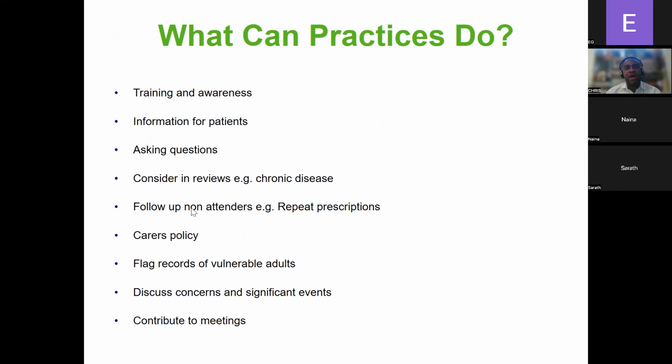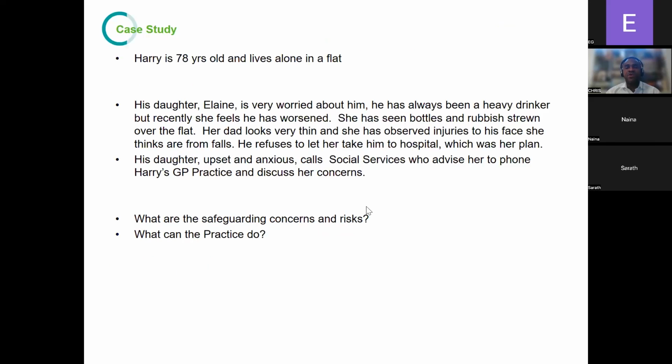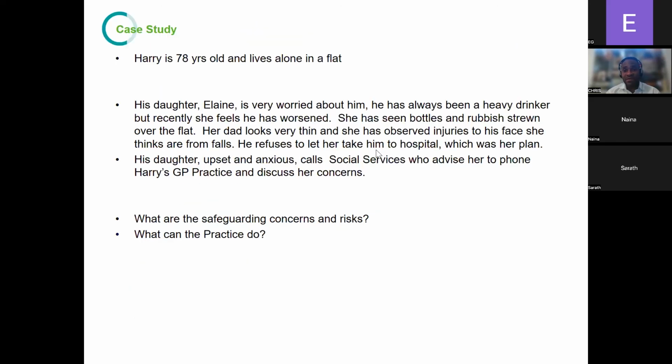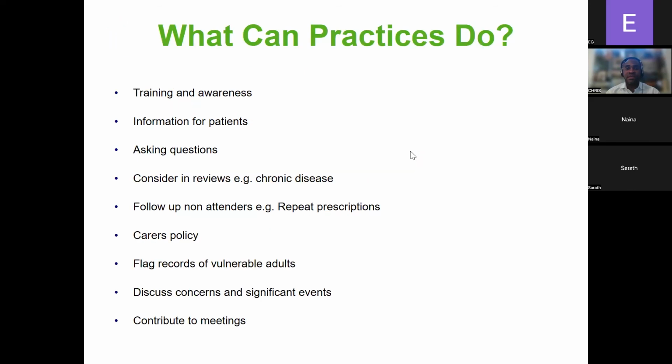Then follow up non-attenders, repeat prescriptions for those who are on prescription and those who have medical appointments. If they don't attend the appointment, they have to be followed up, because there may be a reason why they don't want to go. For example, when the doctor called, he refuses to go to the hospital. You see, so there may be a reason for that. Carers policy, we have to know what the policy of the workplace is, and we have to follow it accordingly.